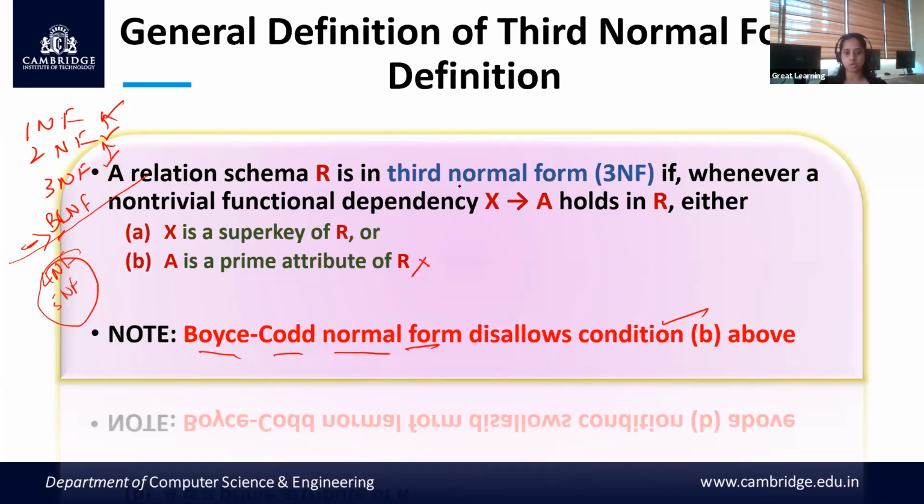What is a small change? This is a small change. This B is not there in the definition. Only the first option A is actually there. That is X is a super key.